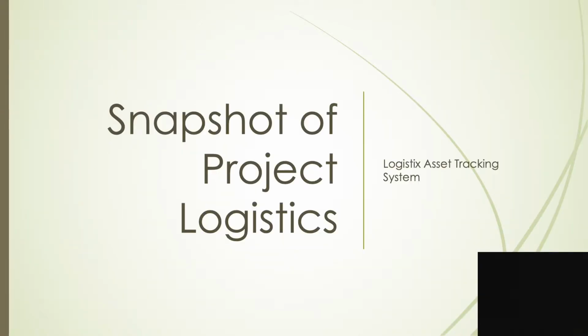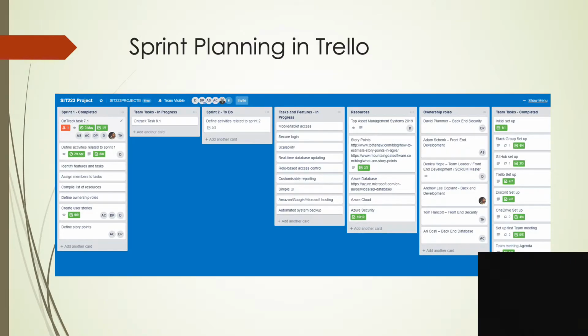Snapshot of project logistics. Trello was the project management tool of choice for this task. A new board was created for this product on which lists were set up to track progress for major tasks such as roles and features.